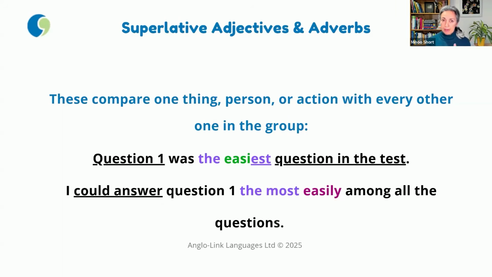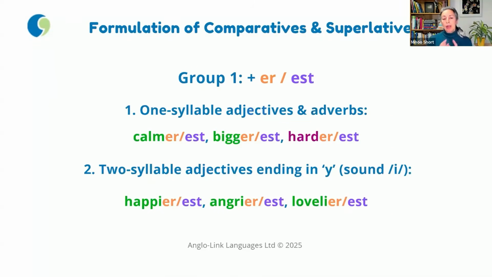So you've already seen the formulation, but let's go over it together. We have 2 ways of formulating these adjectives and adverbs. One category, one group, is formulated by adding ER and EST to the basic adjective or adverb. And there are 2 categories here. The first one is all one-syllable adjectives and adverbs take ER and EST.